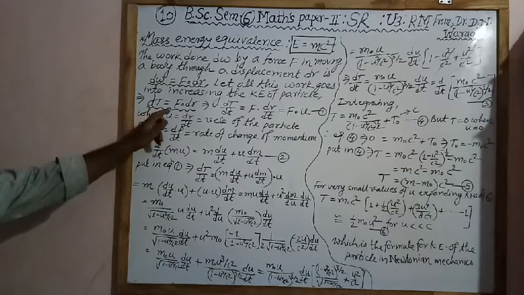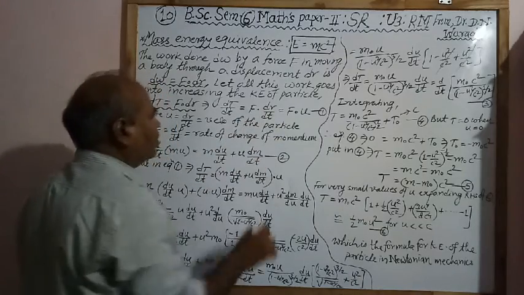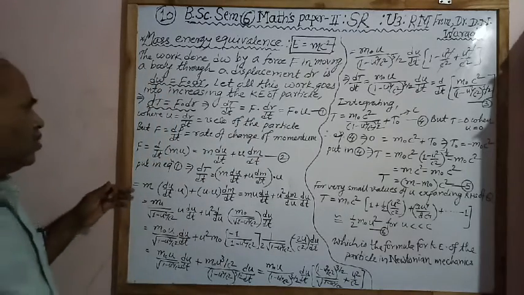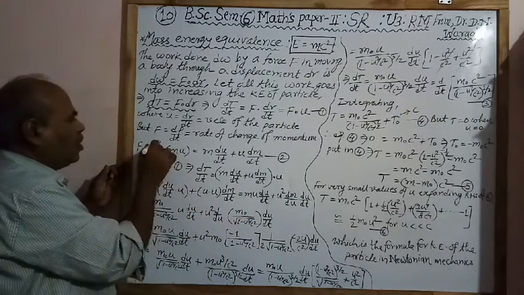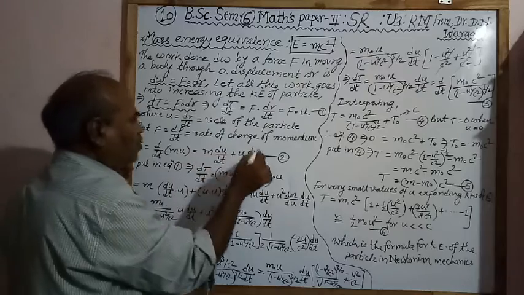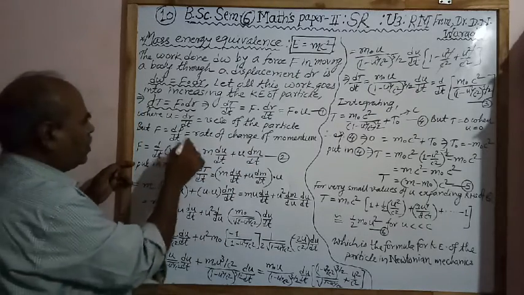Therefore, dT by dt, we take the derivative of this. Therefore, F dot dr by dt. And we know that dr by dt equal to u, which is the velocity of the particle. Also, F equal to dp by dt, which is the rate of change of momentum. F equal to d by dt of p.